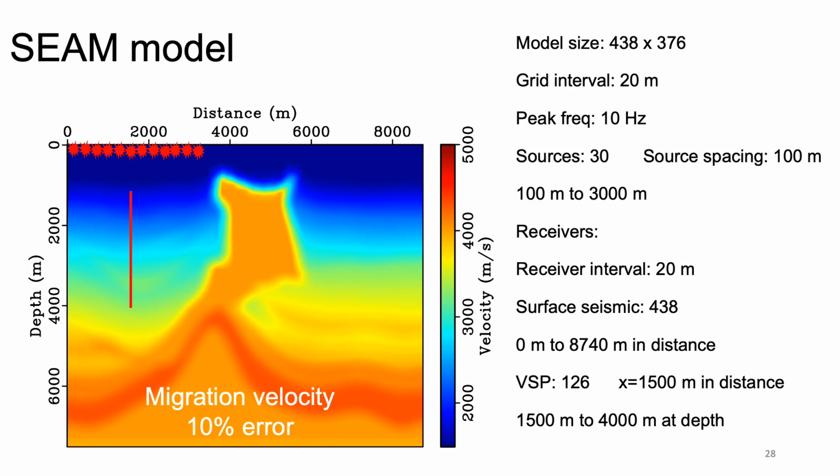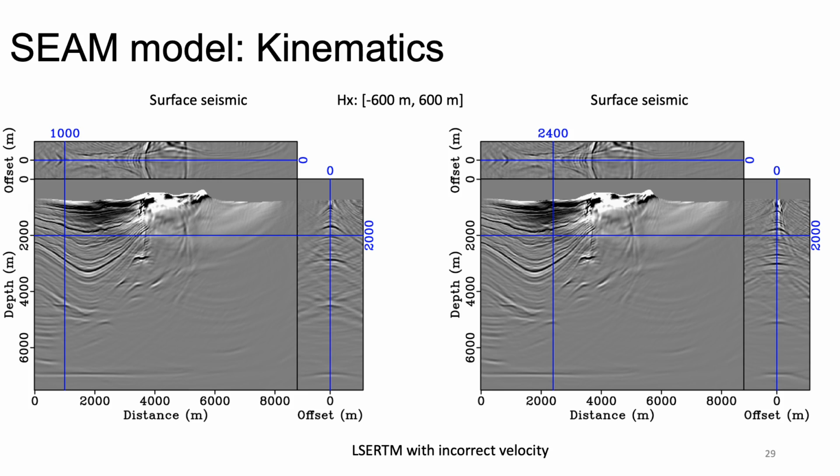We then perform LS-ERTM with an incorrect migration velocity model. It is obtained by scaling the correct migration velocity model with a factor of 0.9. The bulk velocity errors are 10%. These are the LS-ERTM results from surface seismic data. The subsurface offset range is from -600 meters to 600 meters. The front panels plot the images at h equals 0. The shallow parts are dominated by high amplitude, low wave number noises caused by backscattered waves.